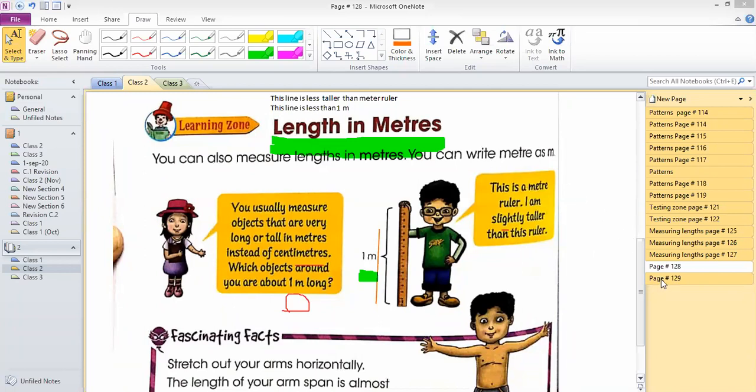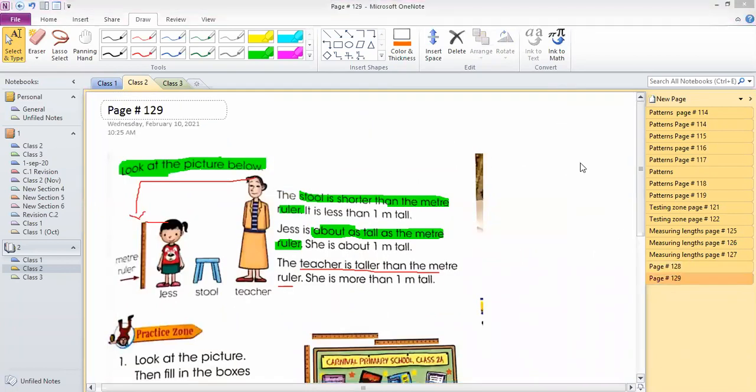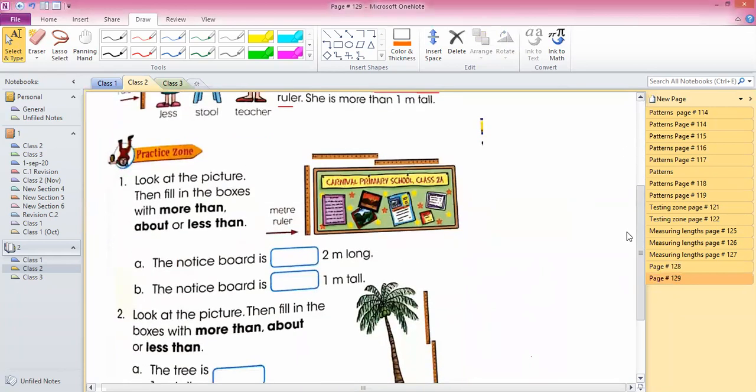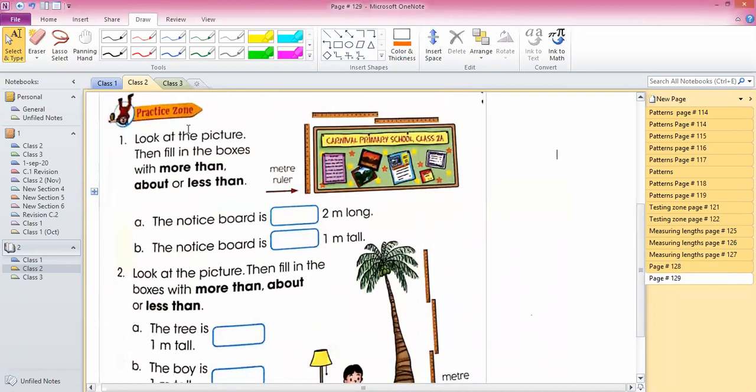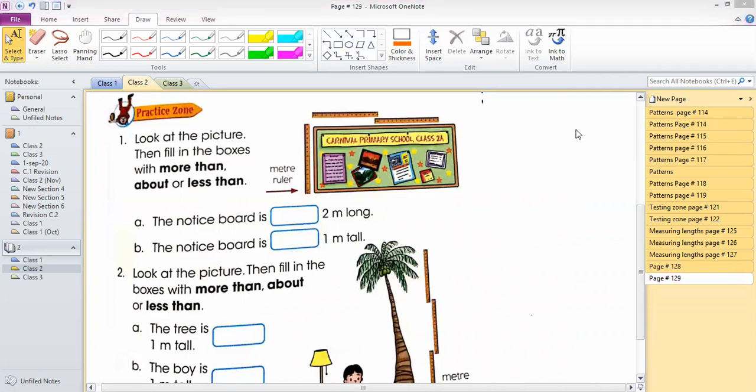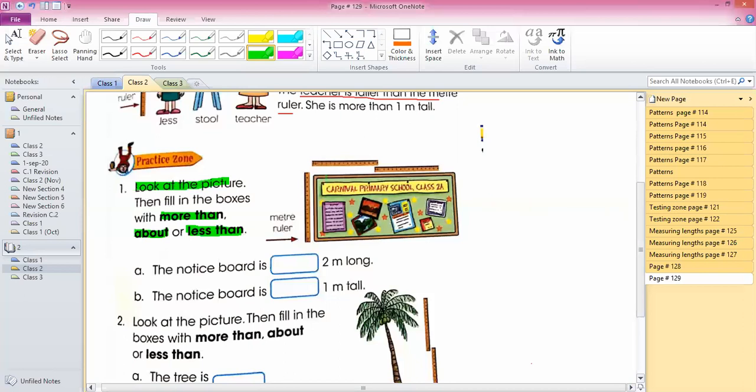Okay, guys, come to page number 129. On page number 129, the question is, look at the picture, then fill in the boxes with more than, about, or less than. Okay, this is the picture, guys, and you have to tell me the answer.